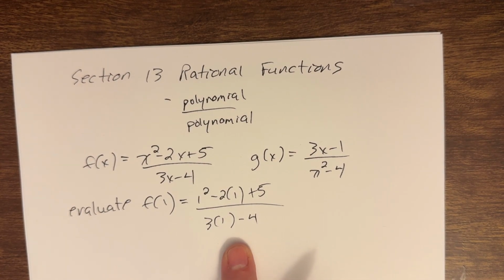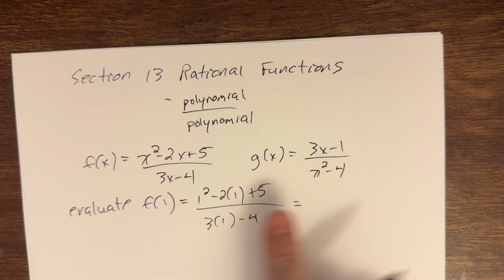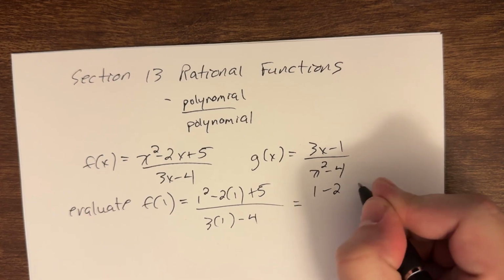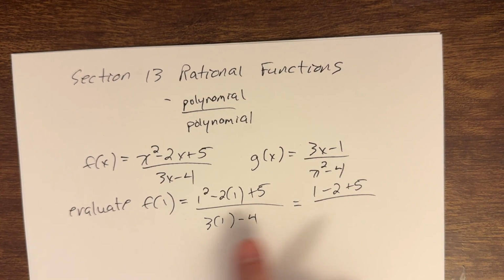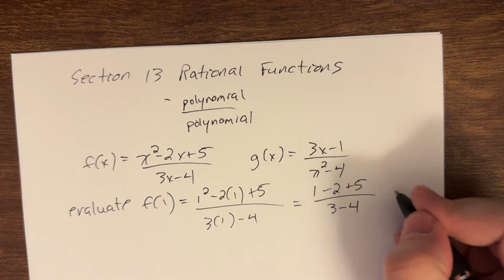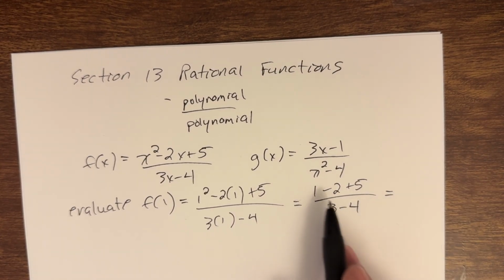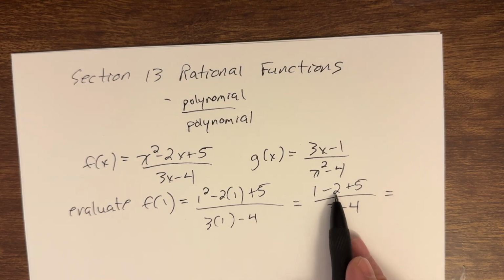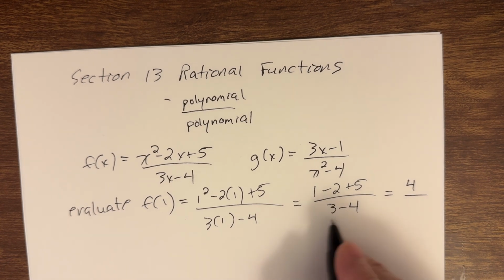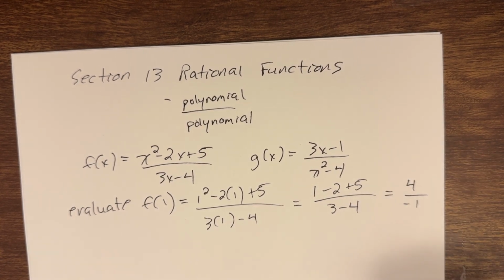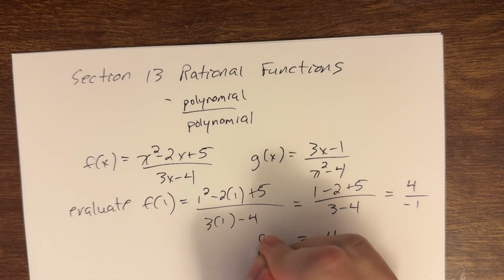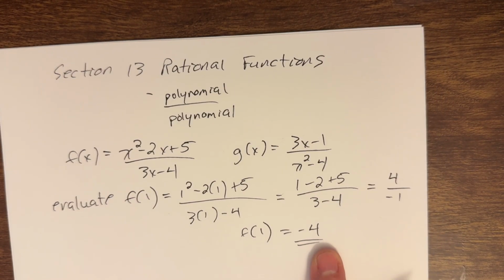Now I'd go through and do my arithmetic. Order of operations, I'm looking across the top. 1 squared is 1. Minus 2 times 1 is minus 2 plus 5. The bottom, 3 times 1 is 3. Minus 4 stays. And now I've got my addition and subtraction. 1 minus 2 is minus 1. Plus 5 is positive 4. 3 minus 4 is negative 1. And finally, 4 divided by negative 1 is negative 4. So f of 1 equals negative 4.